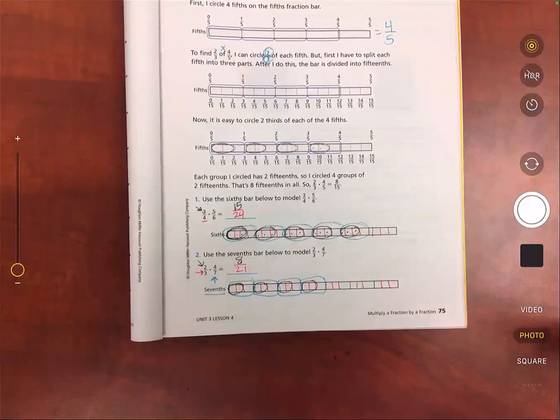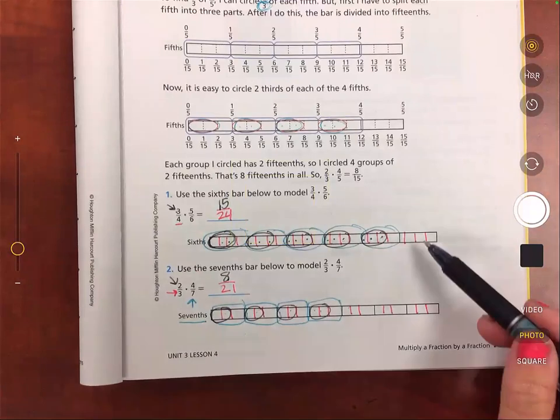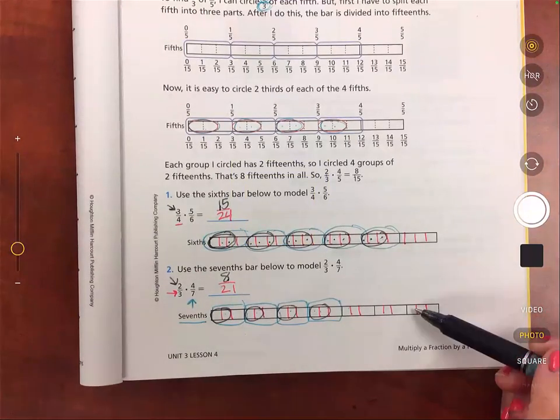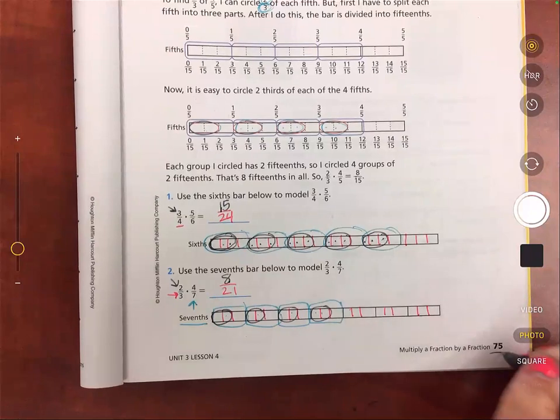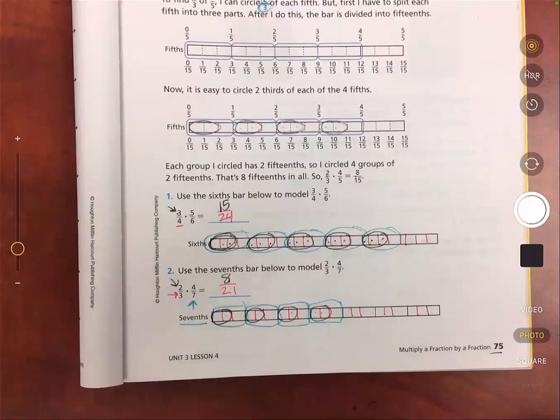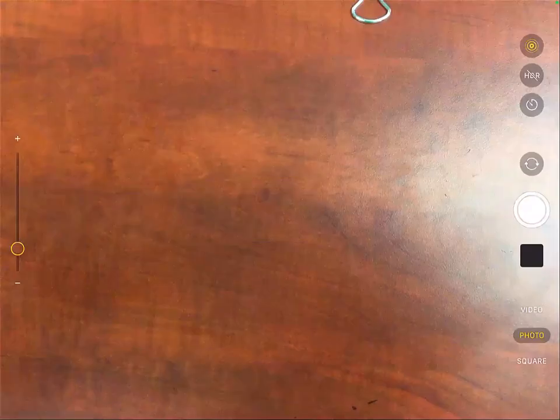Okay? So if you end up with some work to do in Think Central and they're having you use this fraction bar to model it, make sure you come back to page 75 in your student activity book to help you out with how to draw that model, okay? This is one type of model, the fraction bar model. Guess what? There's another model I'm going to show you now.